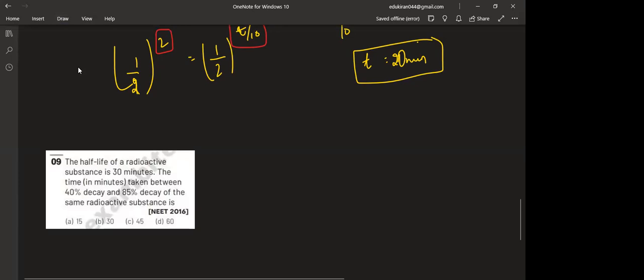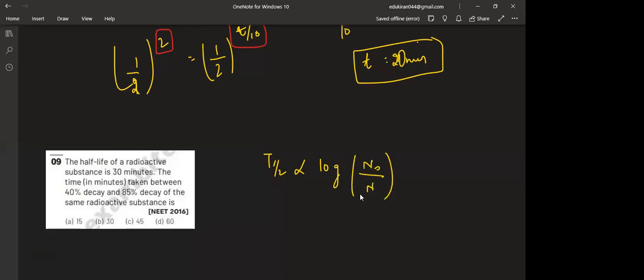See, this question says that the half-life of a radioactive substance is 30 minutes. Find the time in minutes taken between 40% decay and 85% decay of the same radioactive substance. See, half-life is directly proportional to log N₀ by N. When we say half-life, we are going to use the previous formula only, the formula that we have been studying, not this one.